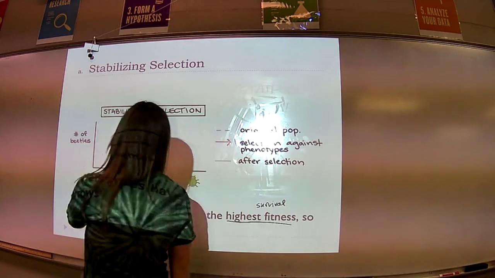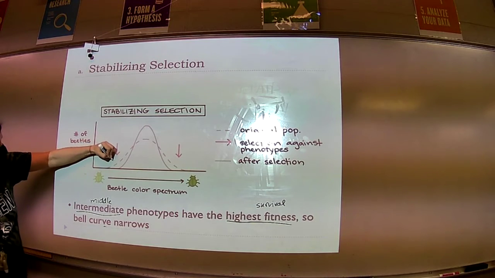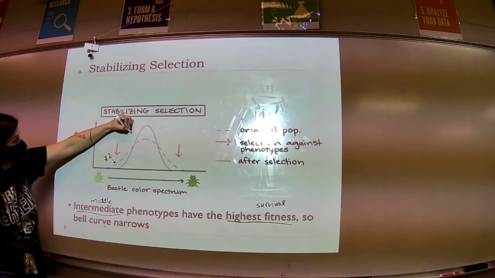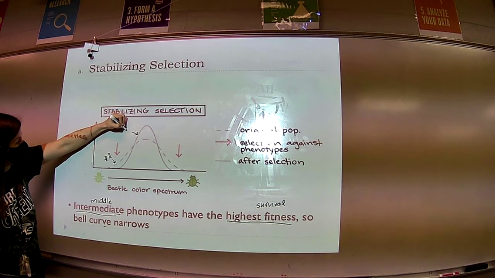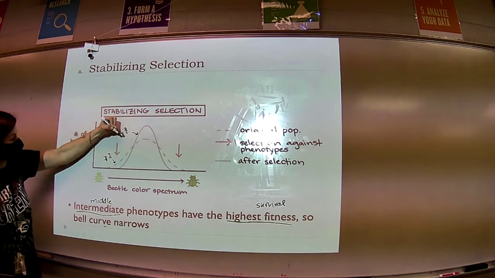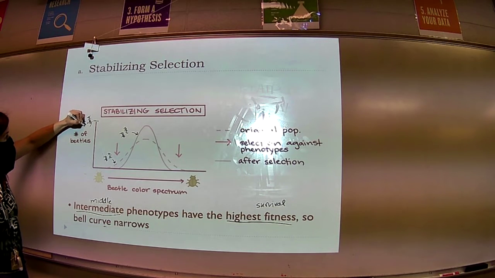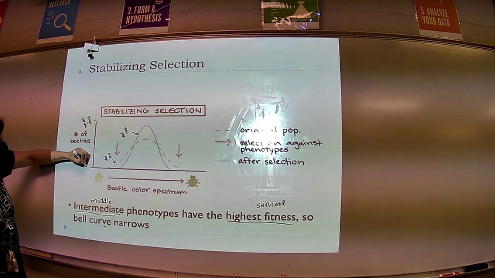So the dotted line here is the old population. The solid line is the new population. And up here, we have high survivability, and down here is low.